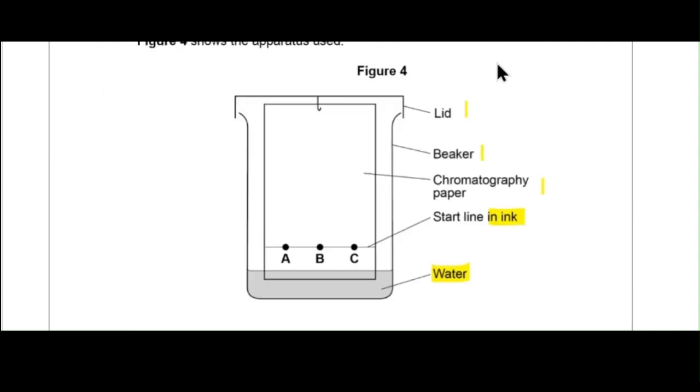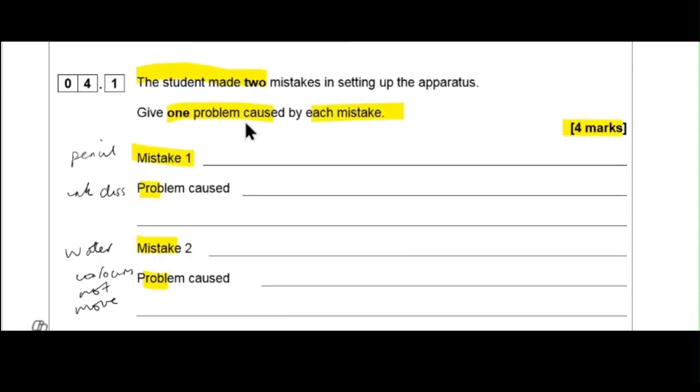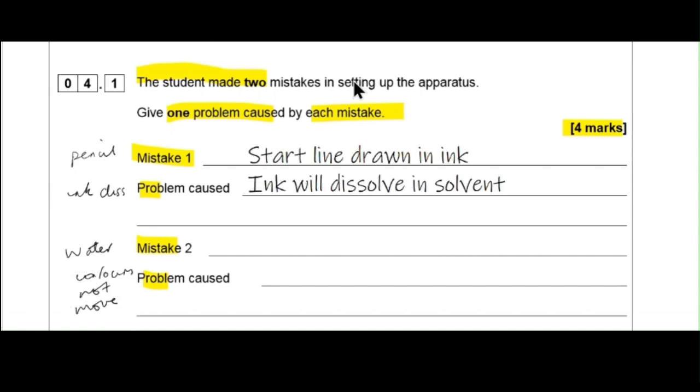That's ink when it should be pencil. And that's water. That won't work. That should be ethanol. Okay? And we need to find a reason or a problem that it'll cause. So we can see here the pencil line, the ink will run, it'll dissolve. The water, the colours won't move because the solvent is ethanol, so the ink will just sit on the paper. So to get 2 marks for the first bit: start line drawn in ink, ink will dissolve in solvent.